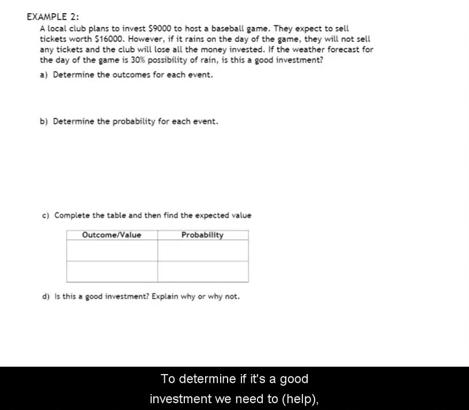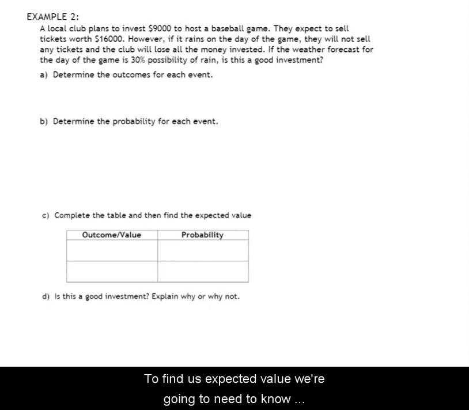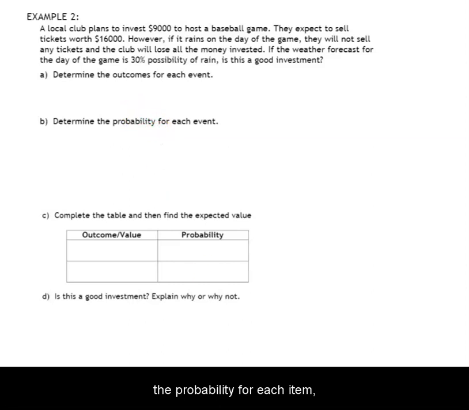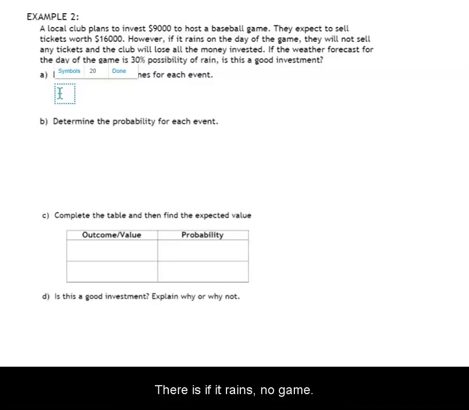To determine if it's a good investment, we need to find its expected value. To define its expected value, we're going to need to know the probability for each item and the value for each item. So first let's start with A and look at the outcomes. For the outcomes, there's only two outcomes for this game. If it rains, no game, and if it doesn't rain, they will have the game.